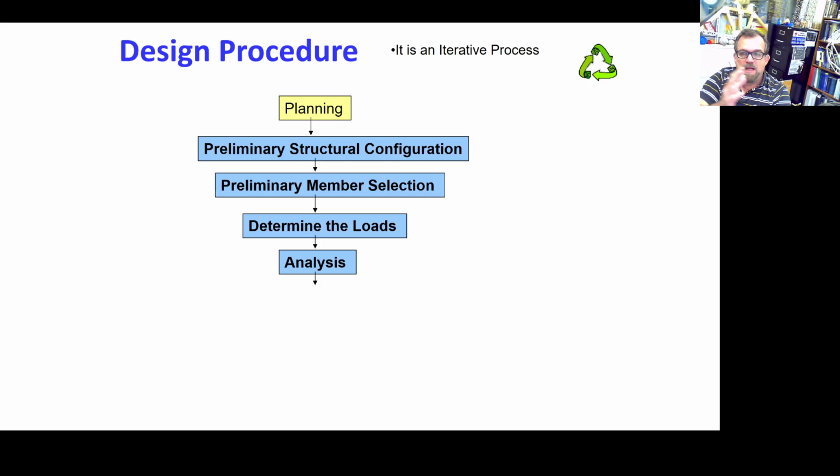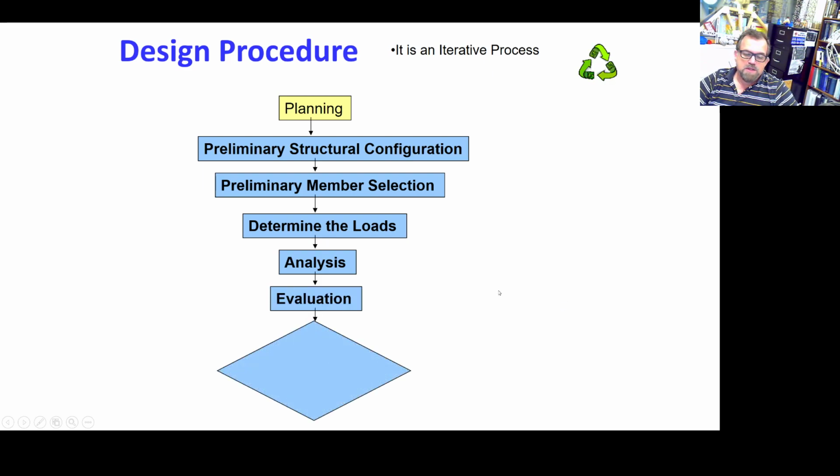Versus design, where you don't have the materials, or you don't have the member configurations, or you don't have the member dimensions. So you have to start iterating in order to get that. Once you do the analysis, then the question comes after the evaluation. What is the question? The question is, do all members meet the strength and serviceability criteria?